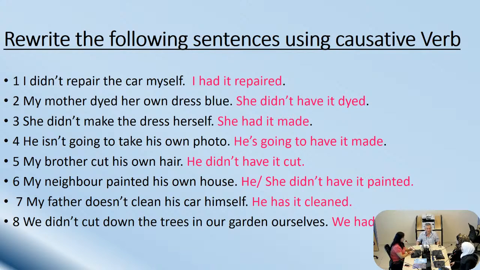Here we have he or she because we don't know who exactly the neighbor is. In the exam, if the student writes only he or only she, it's okay since it's not clear. Seven: my father doesn't clean his car himself. He has it cleaned. Someone else cleans it for him. Number 8: we didn't cut down the trees in our garden ourselves. We had them cut down. We brought someone to cut them down for us. Thank you.